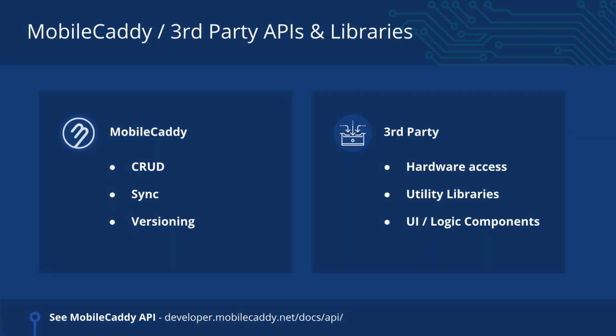Let's have a quick look at some of the APIs then. So MobileCaddy APIs are split into three main types, I suppose. And we'll go into some of the details in the next slide. But essentially we have CRUD APIs for database interactions, synchronization APIs for pushing and pulling data to and from the platform itself, from the device, and versioning APIs, handling do I have a new version of this application available for my particular user on my particular device, and what should I do in case I have that.